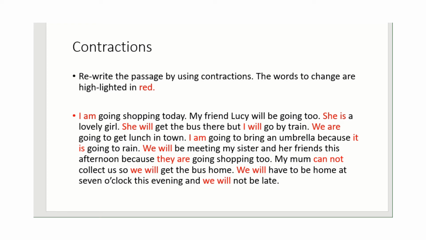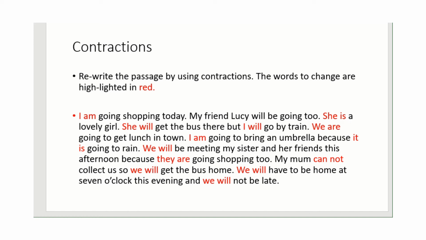Now the third sentence says, she is a lovely girl. So you could say, she's a lovely girl. So remember with she is, the i, we take that off, don't we, and put an apostrophe. Let's do one more. In the fourth sentence, there's two. Look, it says, she will get the bus there, but I will go by train. So we know she will and I will. We take off the W and the I. So it'll be, she'll get the bus there, but I'll go by train.